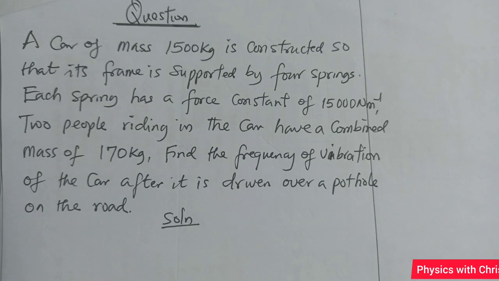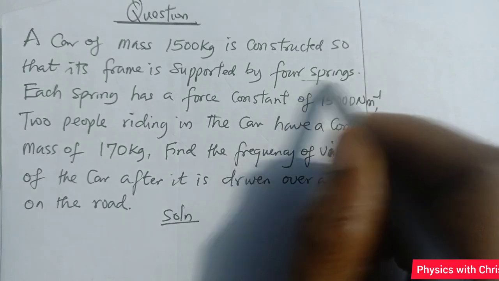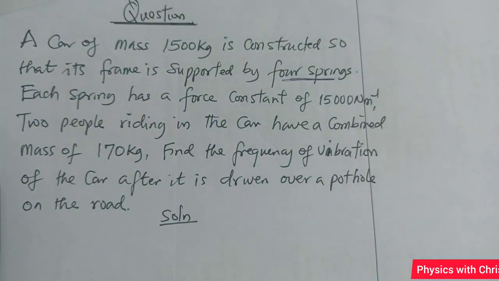We are told that a car of mass 1,500 kg is constructed so that its frame is supported by four springs. Okay, take note of that: four springs. Each spring has a force constant of 15,000 Newton per meter. And there are two people in the car. They have a combined mass, a total mass of 170 kilogram. We are to find the frequency of vibration of this car after it is driven over a pothole on the road.